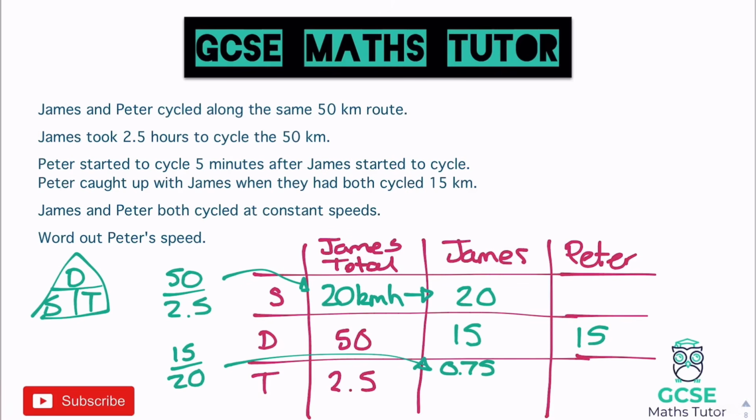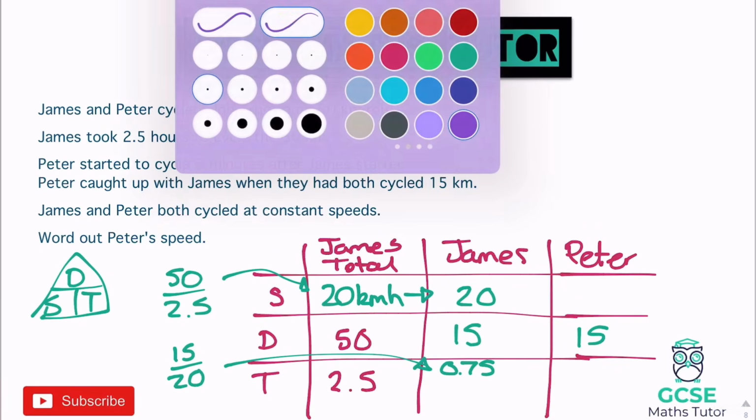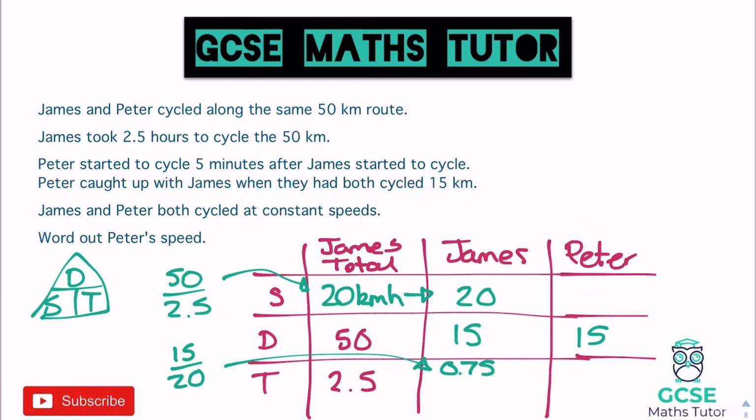There we go. So to actually get this last little bit now, look, if that's 0.75, it says that Peter started cycling 5 minutes after. We actually need to know what that is in minutes. So let's times that by 60, turn it back into minutes. And 0.75 times 60, well, it's 3/4 of an hour, so that's 45 minutes.